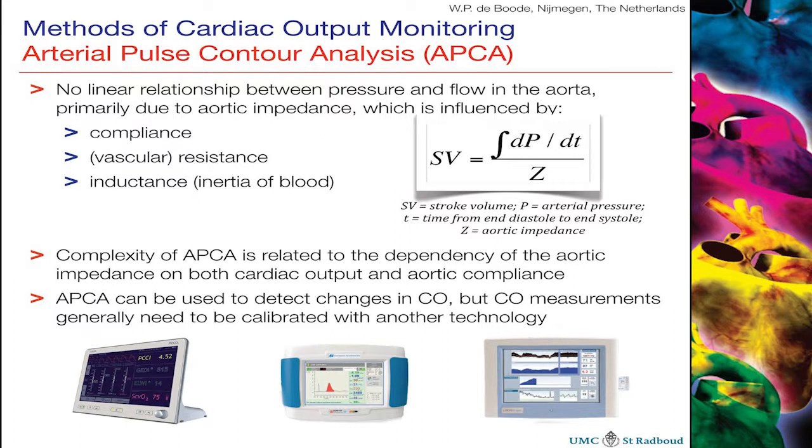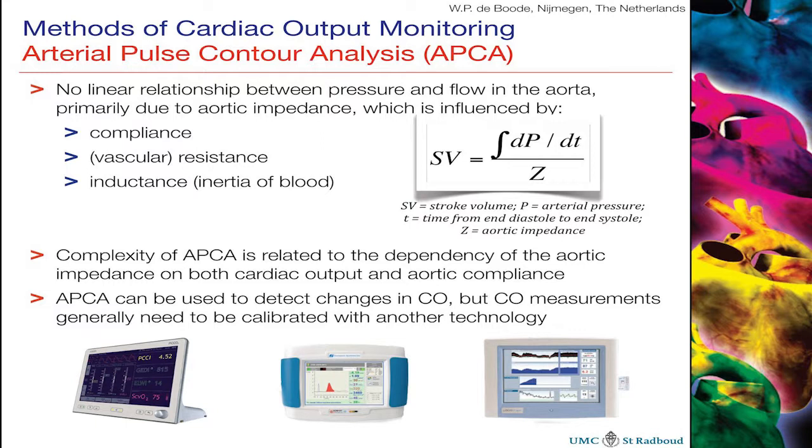There's no linear relationship between blood pressure and flow in the aorta, and that's due to the aortic impedance, which is influenced by compliance, the resistance, and inductance, the inertia of the blood flow. So it's very complicated to have arterial pulse contour analysis and measure cardiac output with that.